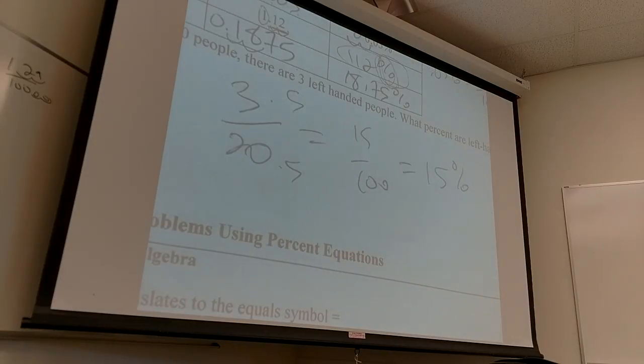Anytime you can make the bottom 100, hell yes. Because then the top is the percentage answer. You're done. Kicks ass.